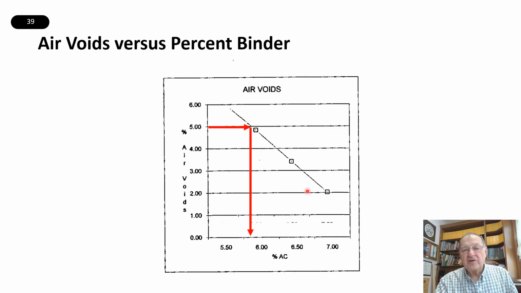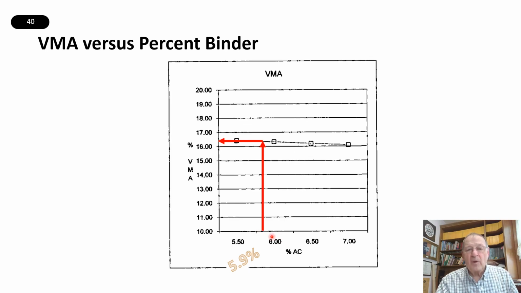So here are our 3 points that we did, and you can see that at 5% air voids, it looks like we're at about 5.9% asphalt binder. So at 5.9% asphalt binder, what is the VMA? We come up here and we look, and it's about 16.4. So that meets the spec. That's good.